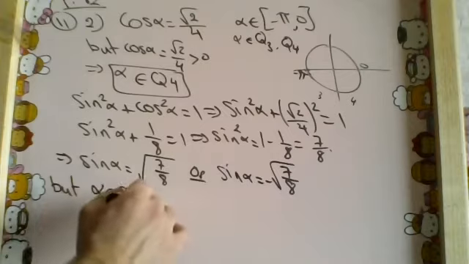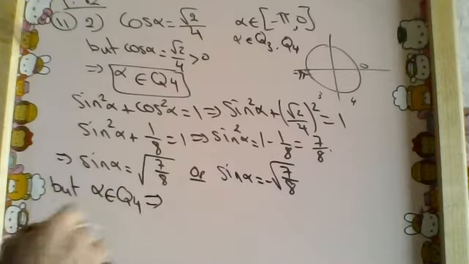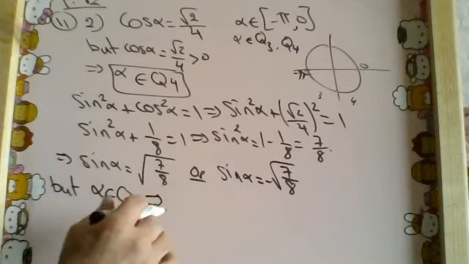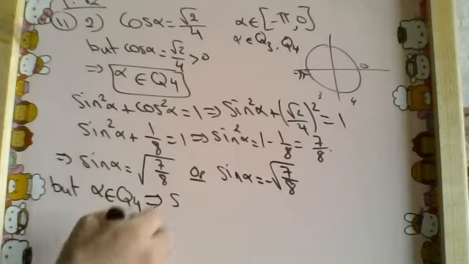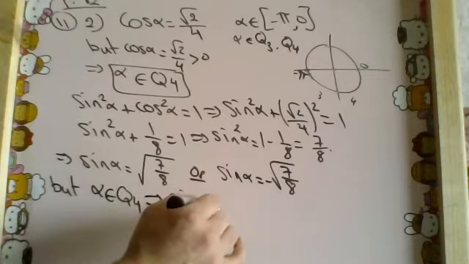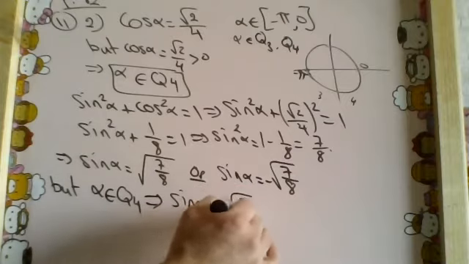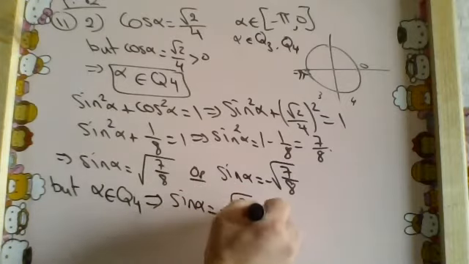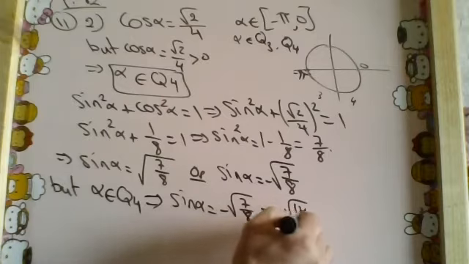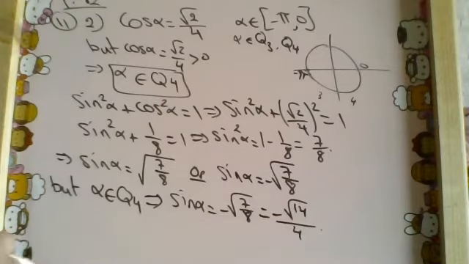And this implies sine alpha equals radical 7 over 8. No, negative. Negative radical 7 over 8, which is equal to negative radical 14, all of it over 4. Good, 14 over 4.